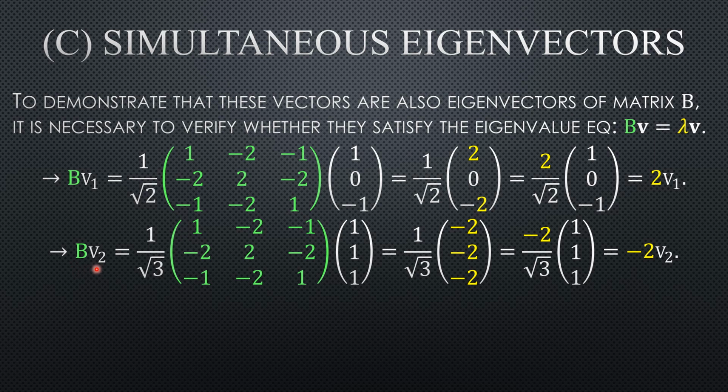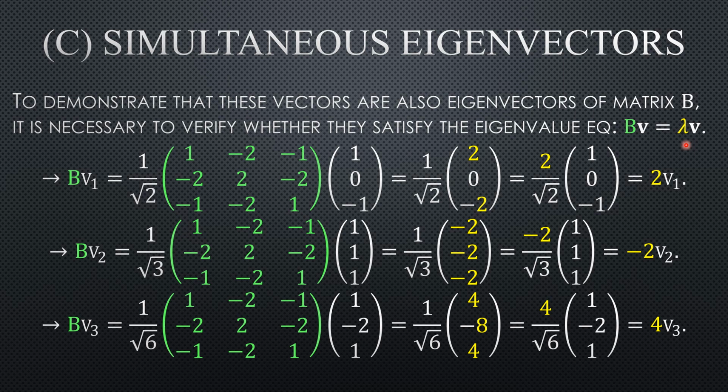Similarly, if we run this through for eigenvector 2 that we just found, 1, 1, 1, row to column, row to column, row to column, we get negative 2 on this column vector. Factor that negative 2 out, you see you get a repeat of everything from V2, so that's just a factor of negative 2 times V2, which is our eigenvalue. Pretty darn cool. Finally then, we see that B times V3 leads to 4, negative 8, 4, which is 4 over root 6 with the same column vector. So we're exactly 4 times V3. So what this says is that evidently then the eigenvalues of B are 2, negative 2, and 4.